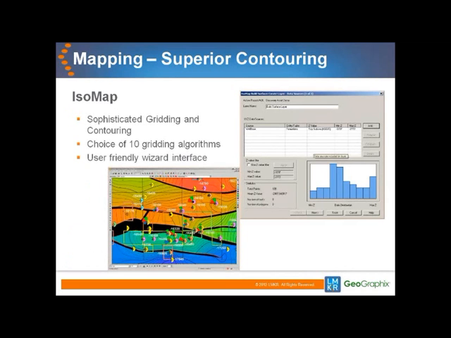Surface mapping can be done in ISOmap. It can develop detailed maps of even the most complex areas using sophisticated gridding and contouring with the choice of 10 proven algorithms, either mathematical, data adaptive, or geostatistical using kriging, all in a very user-friendly wizard interface.